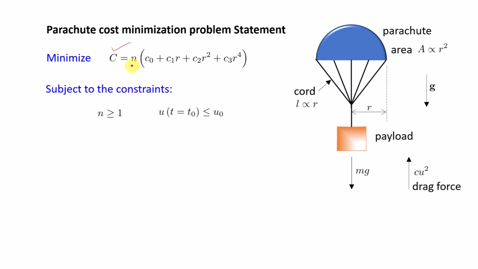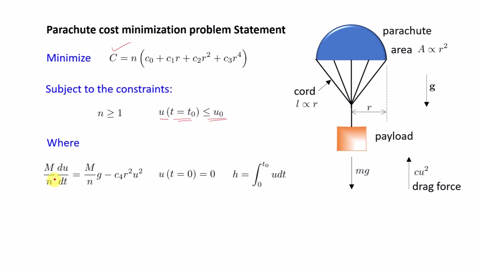What comes from the constraints? The constraint is that u at time t equals t0, meaning just before hitting the ground, must be less than a certain specified speed u0. So if I reduce r, my parachute will be smaller and smaller and it will hit the ground hard. A parachute that goes smaller and smaller is as good as a free fall of the payload. So it will hit the ground hard. So I cannot just keep on reducing this radius r. At some point I have to stop.